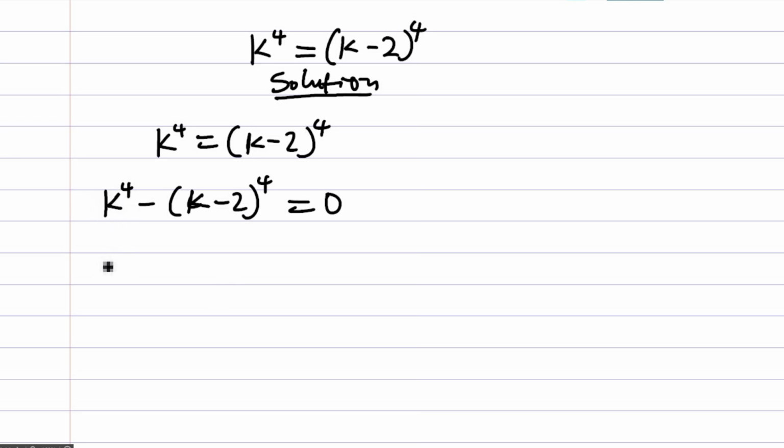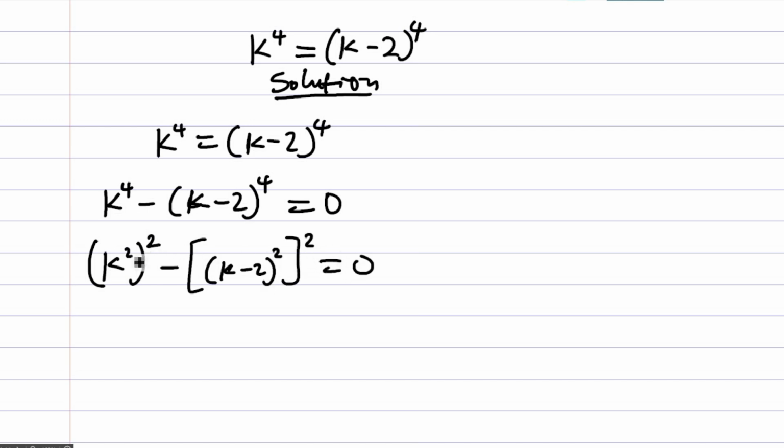Now we can reduce this to quadratic by saying that this is (k raised to power 2) everything squared, minus, then this side should be ((k minus 2) all squared) everything squared, is equal to 0. Now 2 times 2 is giving us 4 and 2 times 2 is giving us 4 again. But don't forget that this thing is a difference of 2 squares.